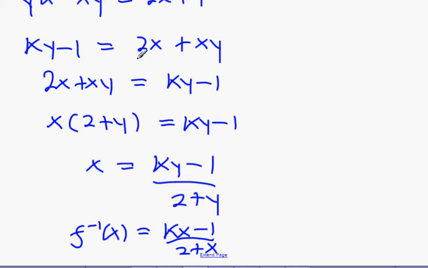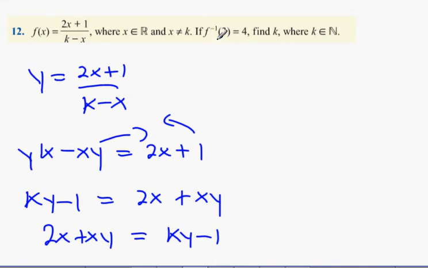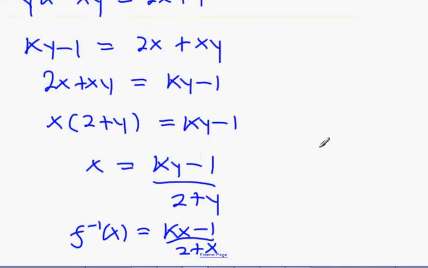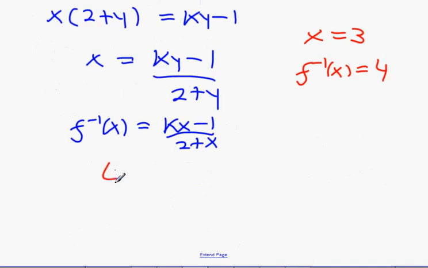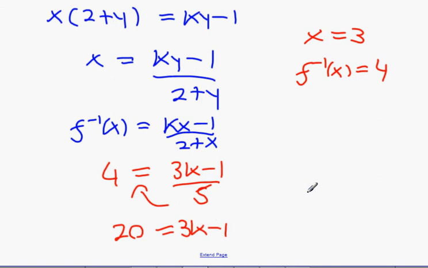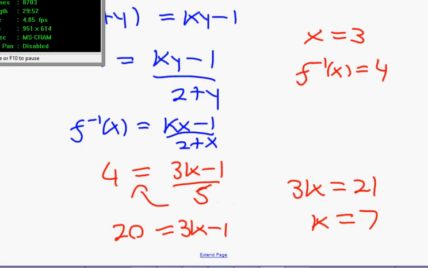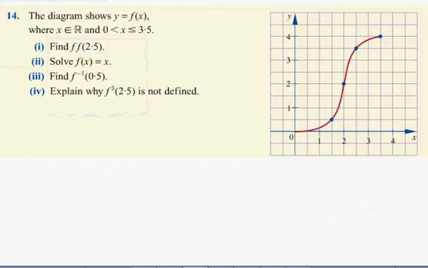Now what do we know about this function? When the input is 3, the output must be 4. When x equals 3, f inverse x must be 4. So 4 equals (3k minus 1) all over (2 plus 3). What's 2 plus 3? 5. Okay, so cross multiply. 20 equals 3k minus 1. 3k therefore is 21. K equals 7.